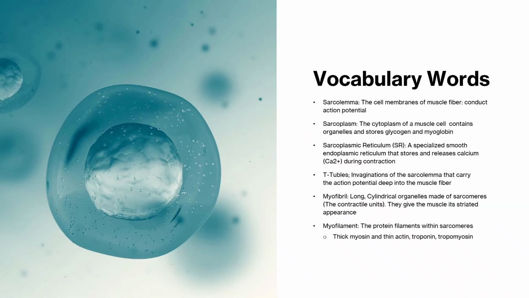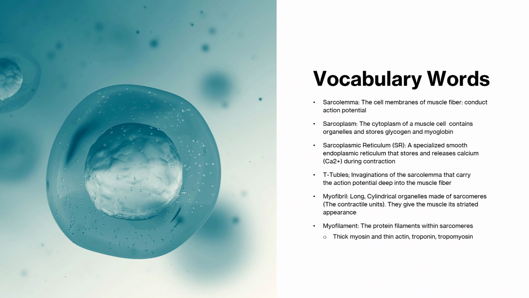Our vocabulary words. The first vocabulary word we have is sarcolemma, which is the cell membrane of muscle fiber that conducts action potentials. We then have the sarcoplasm, the cytoplasm of a muscle cell, which contains organelles and stores glycogen and myoglobin. We have the sarcoplasmic reticulum, a specialized smooth endoplasmic reticulum that stores and releases calcium during contraction. T-tubules, invaginations of the sarcolemma that carry the action potential deep into the muscle fiber.